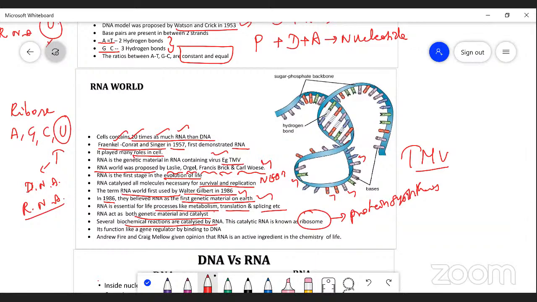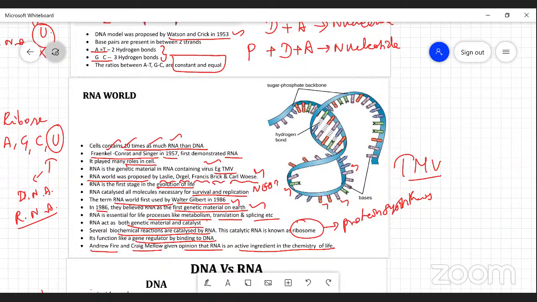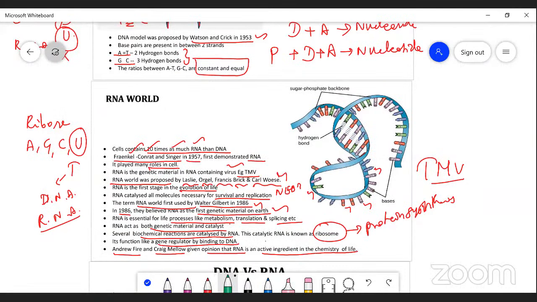Its function is also gene regulation, that is, regulating the gene functions. Andrew Fire and Craig Mello gave the opinion that RNA is an active ingredient in the chemistry of life. The RNA is giving the active part in the body, so it is called the active ingredient of the body, the active ingredient in the chemistry of life.